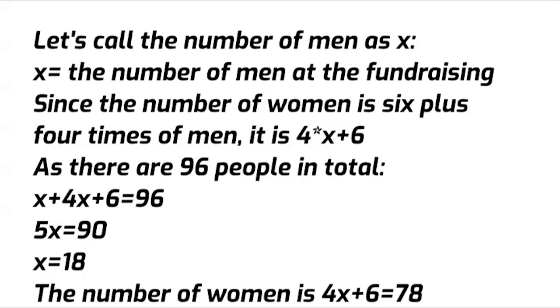As there are 96 people in total, x plus 4x plus 6 is 96. If 5x is 90, we need to divide 90 by 5 to find x. So we find x, the number of men, as 18. In this case, the number of women is 4 times x plus 6, which equals 78.